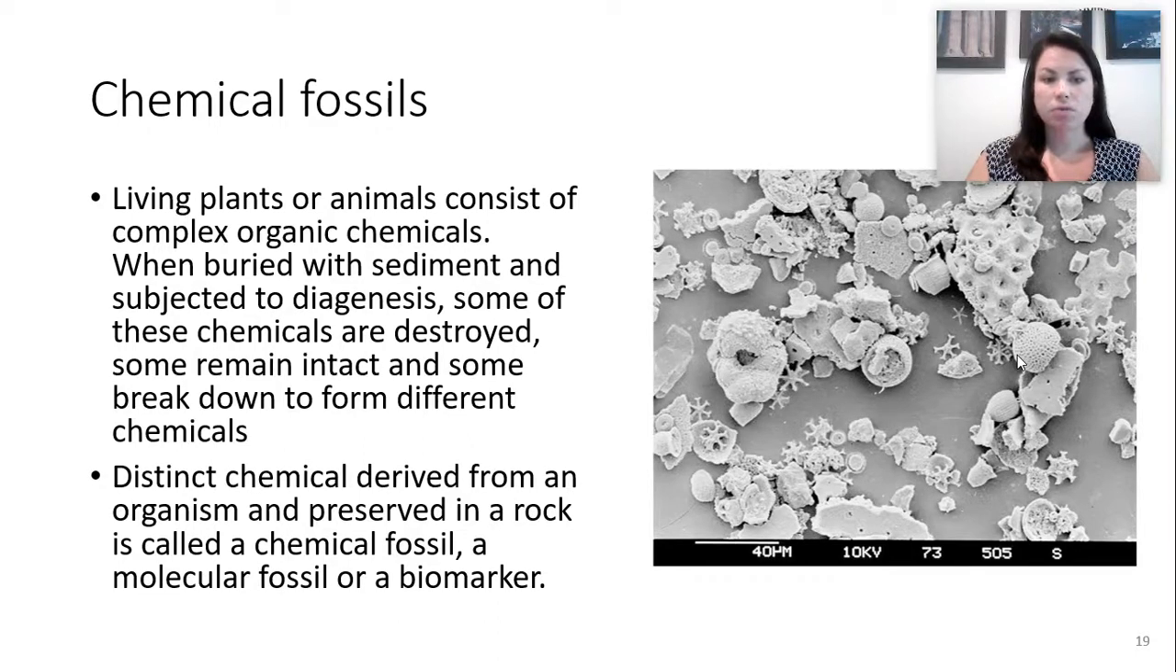So distinct chemicals derived from an organism and preserved in a rock is called a chemical fossil, a molecular fossil, or a biomarker. And this is important for looking at fossil records from drilling a borehole, or for oil and gas applications or groundwater applications, and you're trying to date things. So if you were to drill a hole down a few hundred feet, you would look at the sediment that comes up, and you might be able to identify some of these chemicals within the rock to tell us about what type of chemical is preserved from these organic materials.